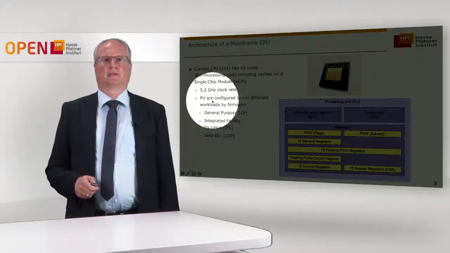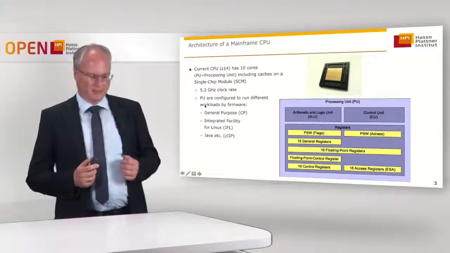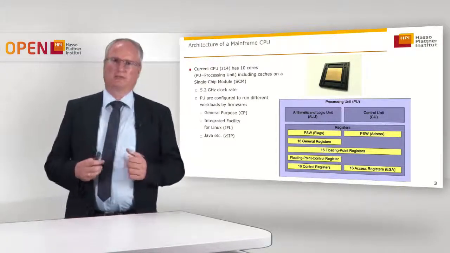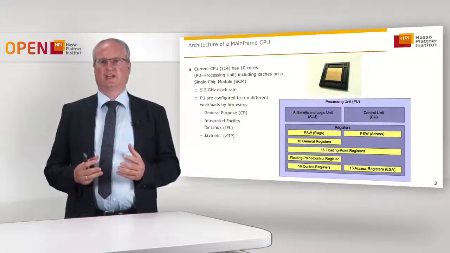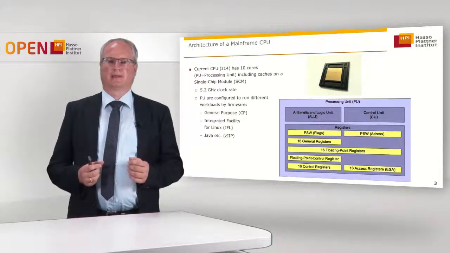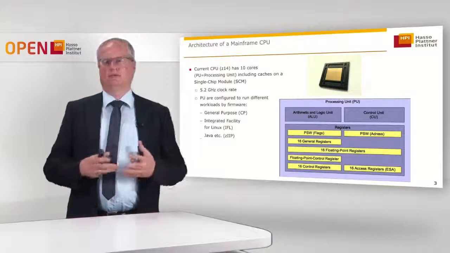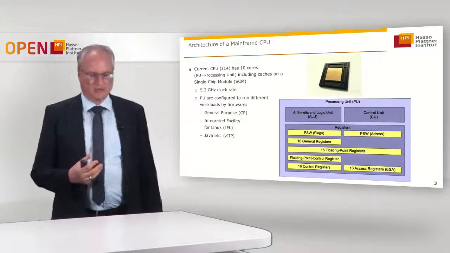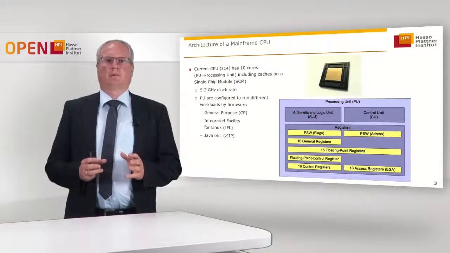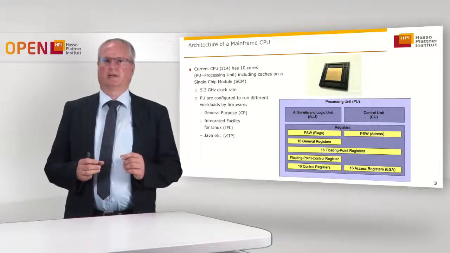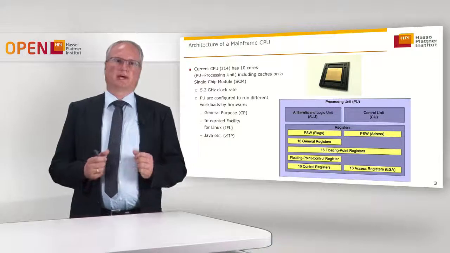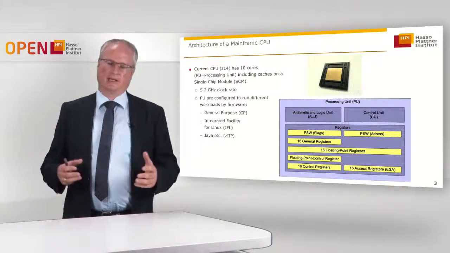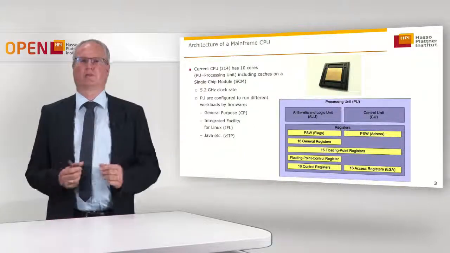And the PUs of such a system can be configured for different workloads. This configuration is done in firmware, so it's not that it's a different CPU or different physical thing, but it's just done by software. So the CPU can be configured to execute different kinds of workloads. Some are so-called CPs, general purpose processors, that execute everything. They execute z/OS, Linux, and all kinds of programs.